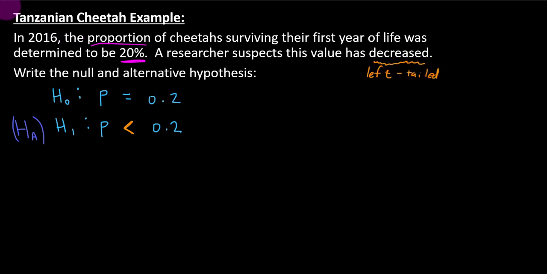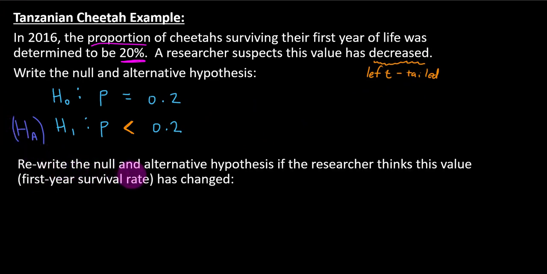But let's do another example. I'm going to just slightly modify what we just had. Let's rewrite what we just wrote for the null and alternative hypothesis if the researcher thinks that this value has changed. So I'm going to rewrite everything here that is in light blue, and all of those light blue components are going to stay the same, because 20%, 0.2, that was the baseline value, the proportion of surviving cheetahs from a few years ago.